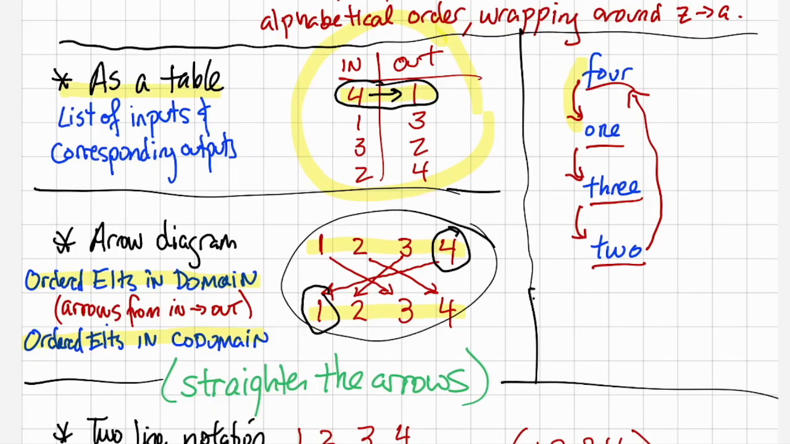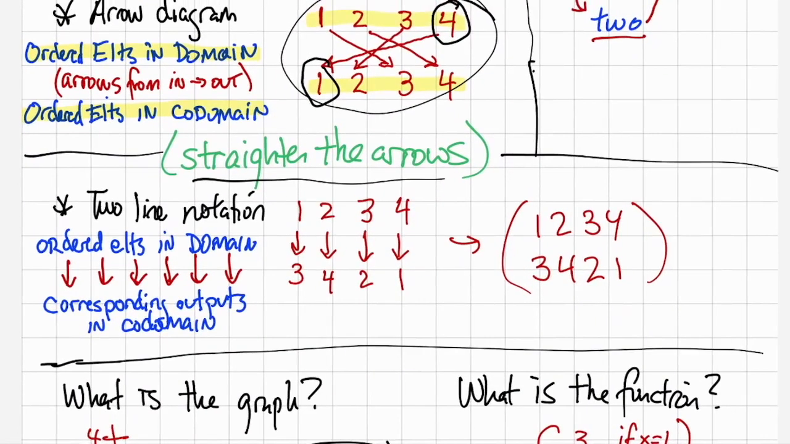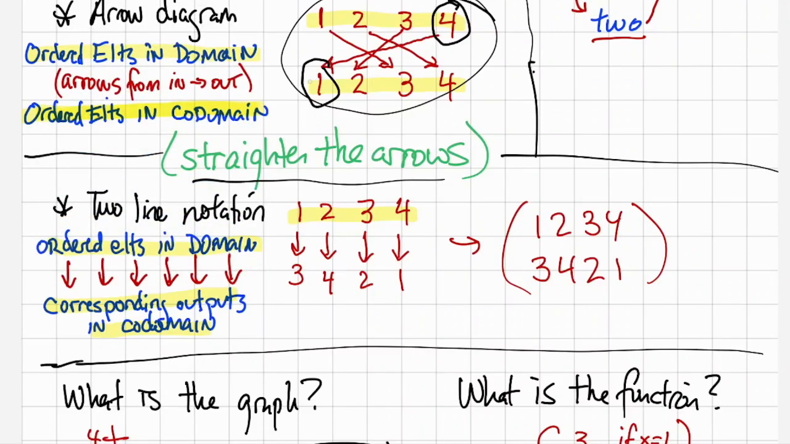This diagram can be a bit confusing, so another way to draw the same picture is to straighten out the arrows. The result of that is called two-line notation. We keep the top row the same, and in the bottom row we put the corresponding outputs. So because 1 is the output of 4, we put 1 below 4 in this two-line notation.